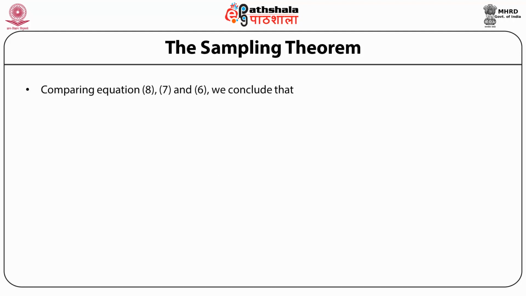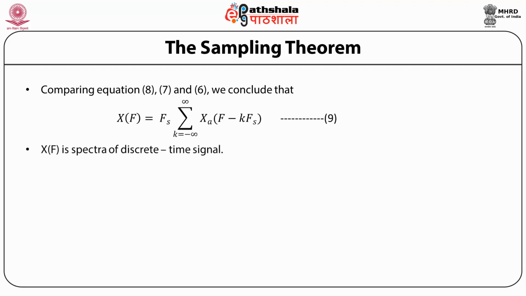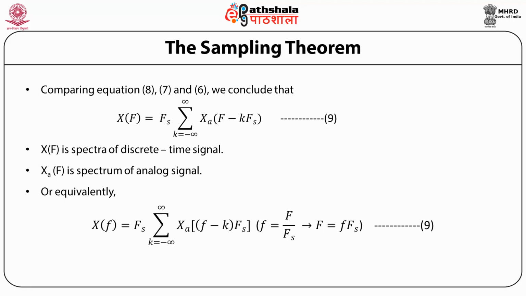So, comparing equations 6, 7 and 8, we conclude that x(f) equals fs multiplied by the summation over k from minus infinity to infinity of xa(f minus kfs). Here x(f) is the spectrum of the discrete time signal, and xa(f) is the spectrum of the analog signal. Equivalently, x as a function of capital F equals fs times the summation over k of xa(F minus k fs).